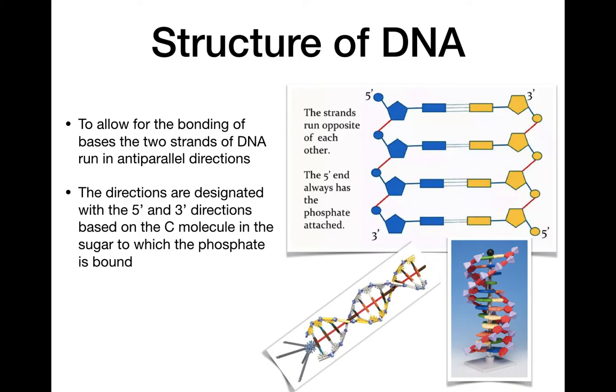So the 3' and 5' are based on which carbon molecule the sugar is bonded to. The sugar is bonded to which phosphate. So here the third carbon is bonded to the phosphate, and here the 5th carbon is bonded to the phosphate. That's how we keep track of the direction. So make sure the model you built does in fact demonstrate this.